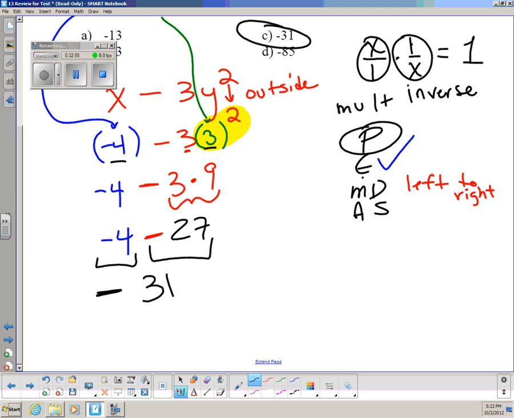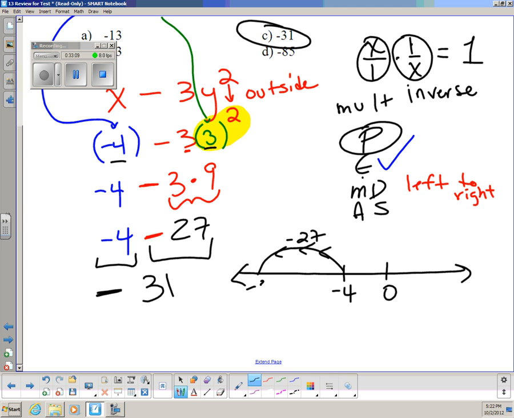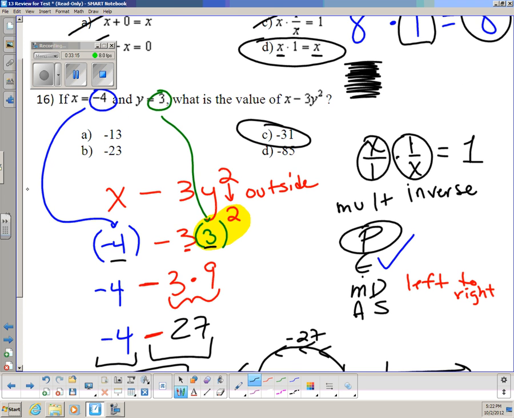Okay? Another way to look at it is on a number line. So here's 0. -4 is to the left. I'm going another -27. So I'm moving to the left, 27. I would be at -31. Okay? So -31 is the answer, choice C.